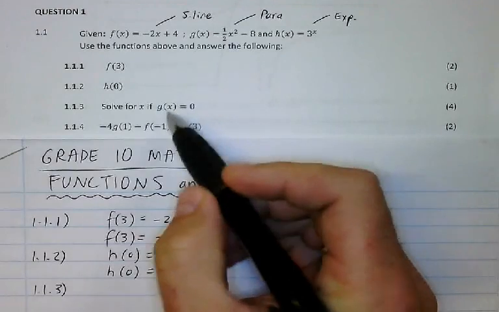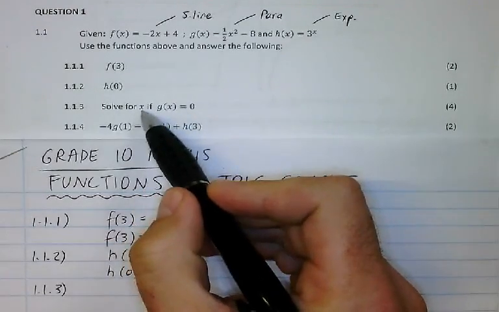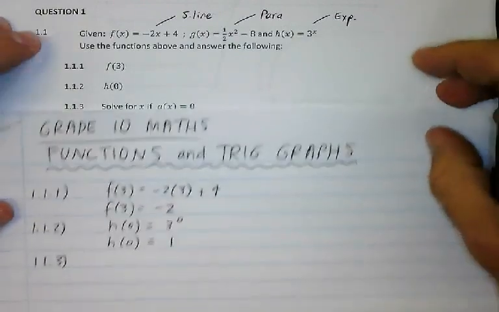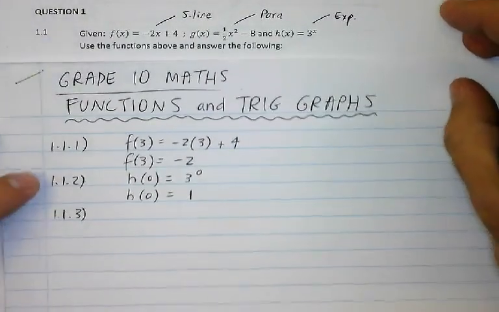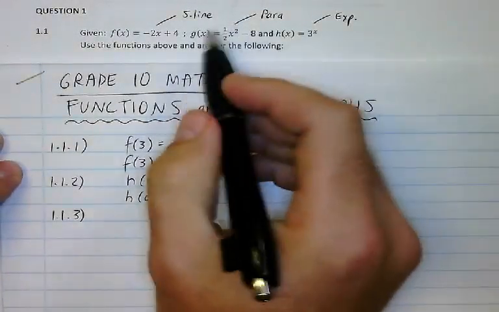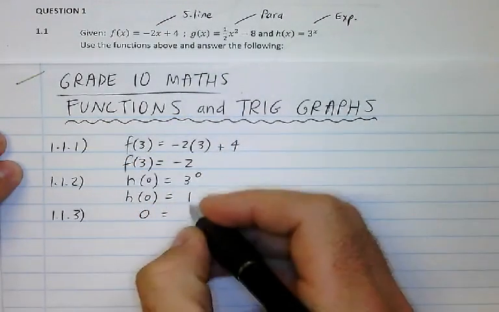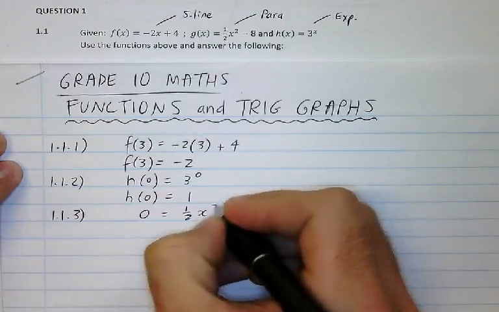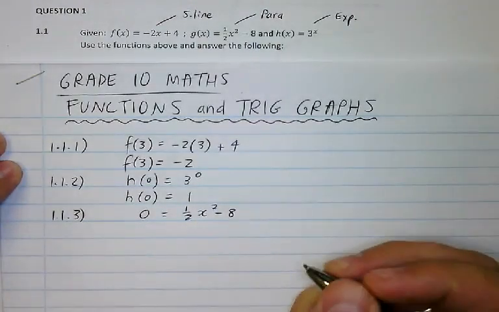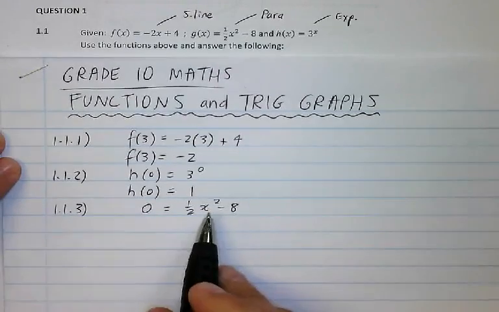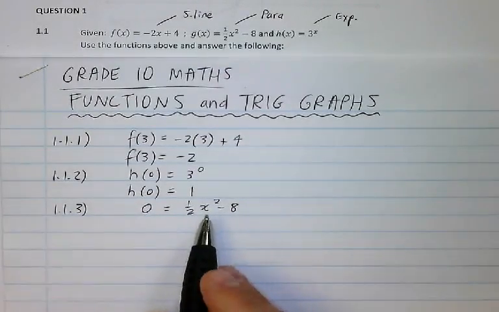1.1.3 is a little bit different. It says solve for x if g(x) is equal to 0. So in this case, you're going to make g(x) equal to 0 and solve for x. So there's g(x). So we're going to say 0 is equal to a half x squared minus 8. So using our knowledge of equations, if we have x squared, it means we're going to have two answers.